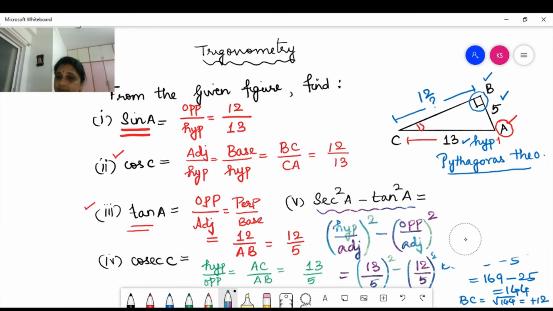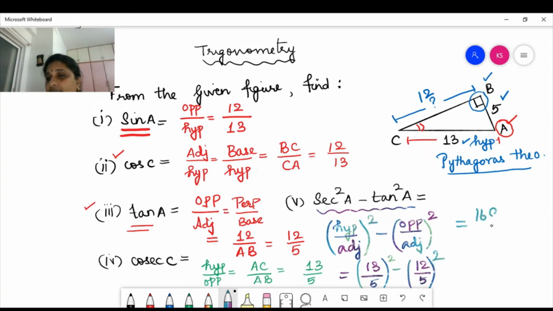Let's quickly erase this part and use the whiteboard to solve this. Now I'm going to simplify this. So this is 169 divided by 25 minus 144 divided by 25. When you subtract two fractions with the same denominator, you just subtract the numerators and put the common denominator. So 25 is going to be the denominator of the solution too, and 169 minus 144 is going to be 25. So 25 by 25 is 1.